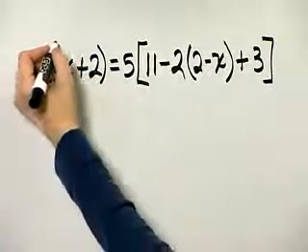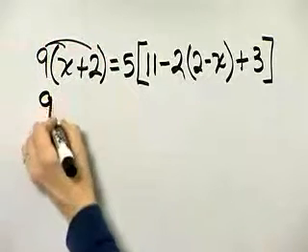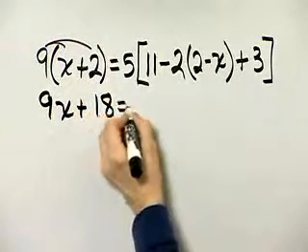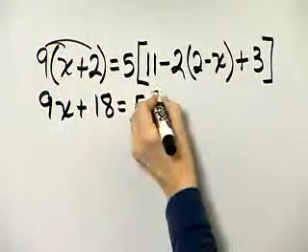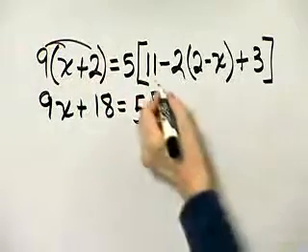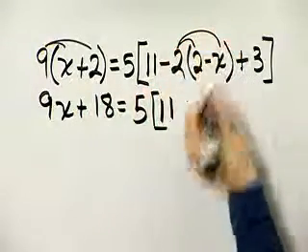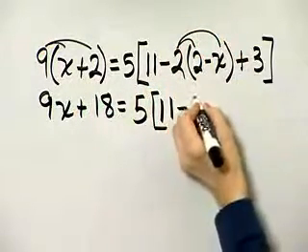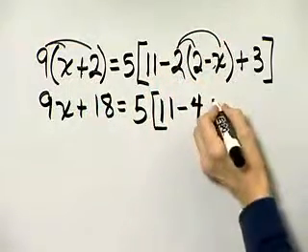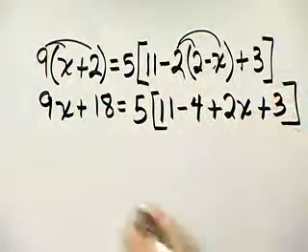Let's solve this equation. First, I'll go ahead and remove parentheses and brackets. So by the distributive property, that's 9x plus 9 times 2 is 18 is equal to 5 bracket. Now be careful, I've got to work within the innermost set. So that's 11, I'm multiplying, minus 4 plus 2x plus 3.